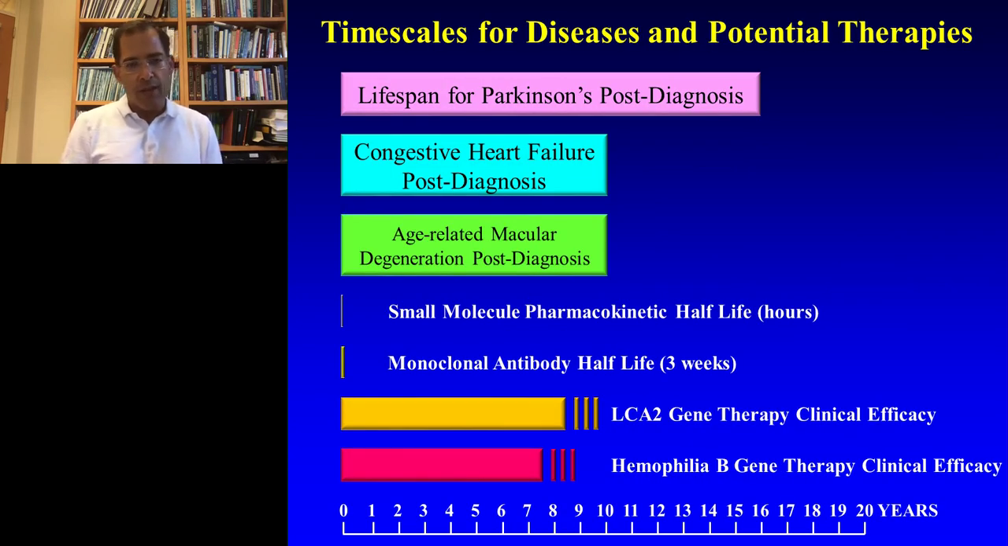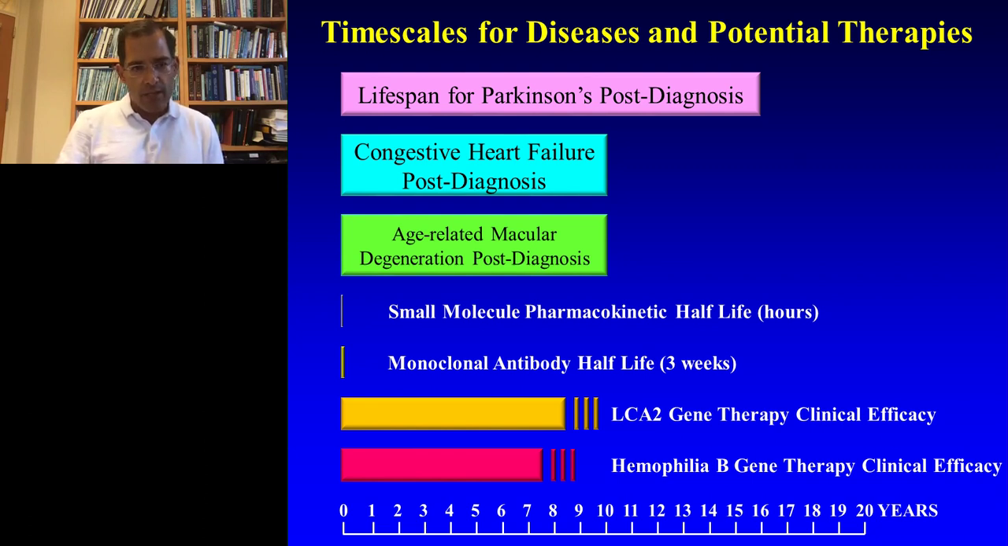So the potential advantage here is illustrated by taking a look at the timescales of some of the conditions that we described earlier. Between diagnosis of Parkinson's and ultimately when somebody passes away due to Parkinson's disease, typically that interval is around 16 years. Congestive heart failure, it's around 10 years. Age-related macular degeneration is not necessarily a cause for mortality within patients, but typically the time between when elderly patients are diagnosed with AMD and when they ultimately pass away is around 10 years again.